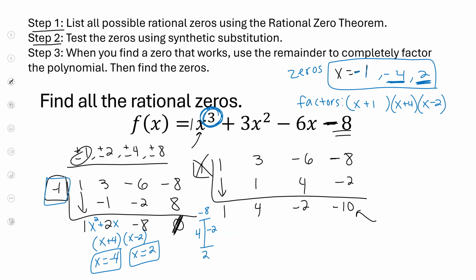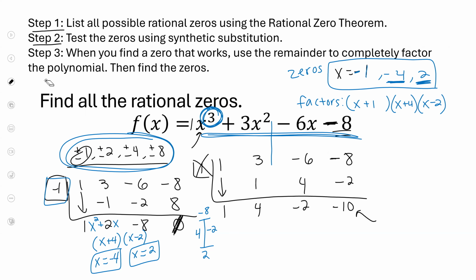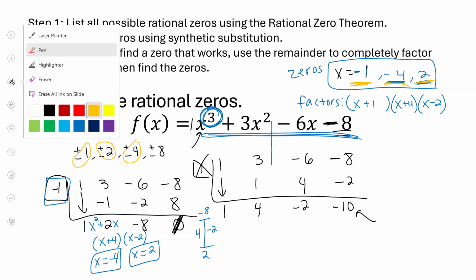Because I couldn't factor this from the very beginning, I made a list of what possible answers I could have and did synthetic division to test it. So notice, guys, -1 was one of my answers, and that's in my list. -4 was one of my answers, that's on my list. And 2, that's on my list. Let's try another one.